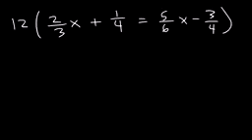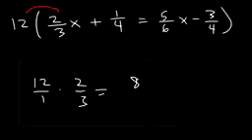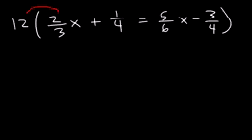So what is 12 times 2/3 x? Now there's two ways you could find the value of 12 times 2/3. You could say 12 times 2 is 24, divided by 3 is 8. So you can multiply first and then divide. Or you could divide first, then multiply. 12 divided by 3 is 4, 4 times 2 is 8. So in either case, the first term is going to be 8x.